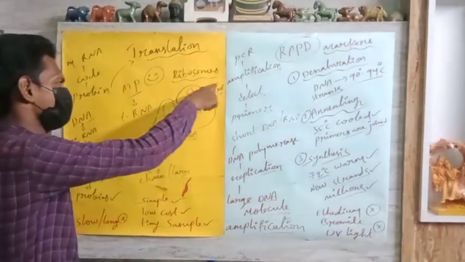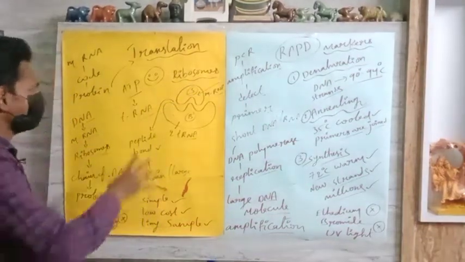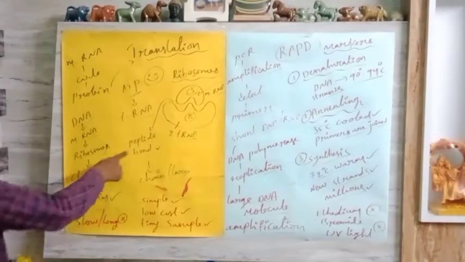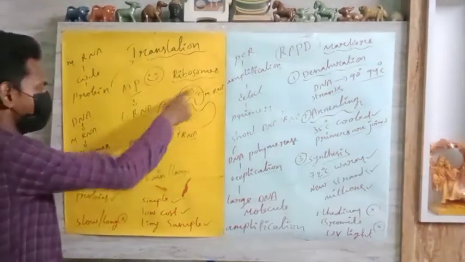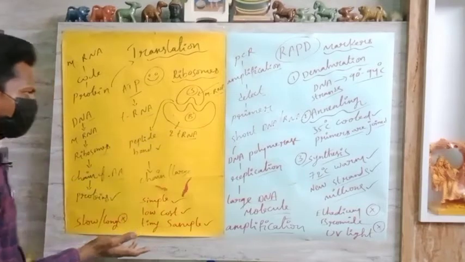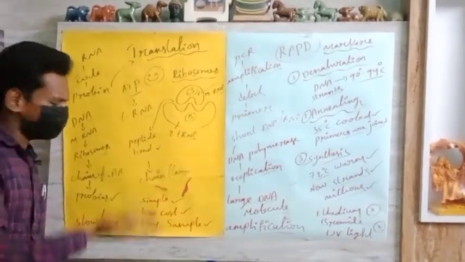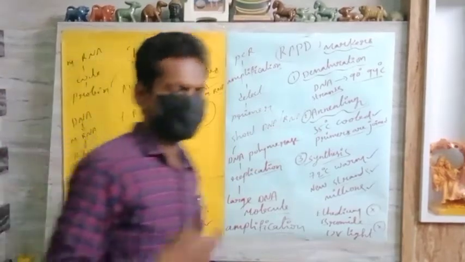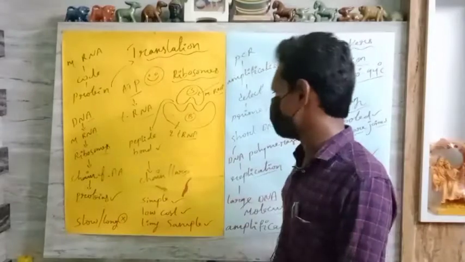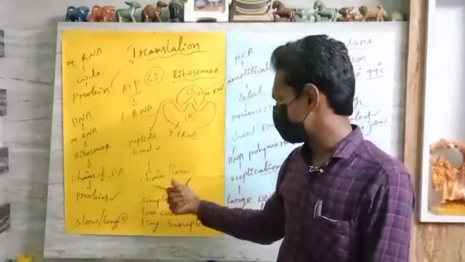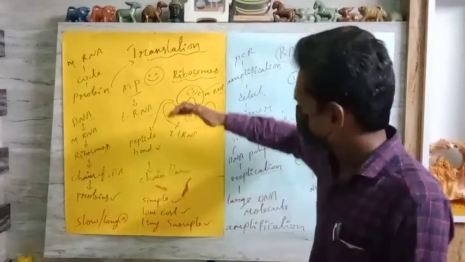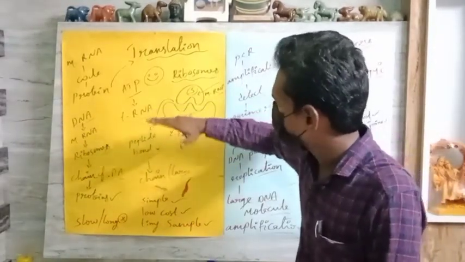Into the small subunit, one molecule of mRNA enters, and with the help of the ATP energy, a peptide bond is created. 2 plus 1, one peptide bond. Again the reaction is repeated, 2 plus 1, one more peptide bond, again and again. Finally, these peptide bonds together form a chain of amino acids. That large chain of amino acids is finally known as protein. So this is the mechanism of translation.